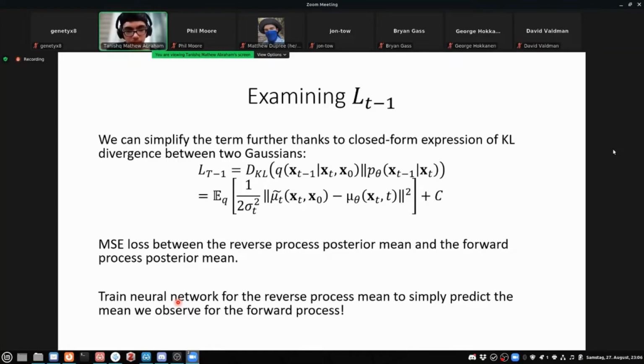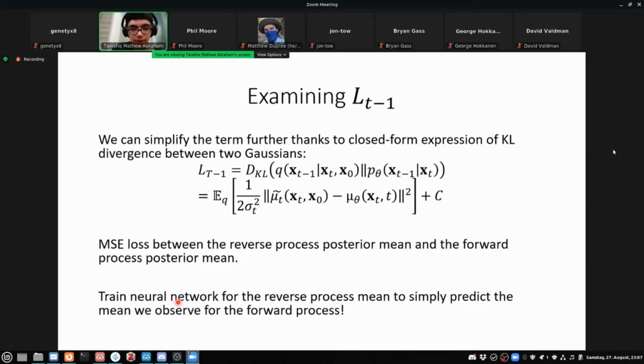So the neural network that we're training is just learning to predict the correct mean that we observe from the forward process. That's what it's kind of showing. We're starting out from the noise and going to an actual image with this reverse process. We're just trying to match what we see with the forward process, just in reverse. That's all we're basically doing.